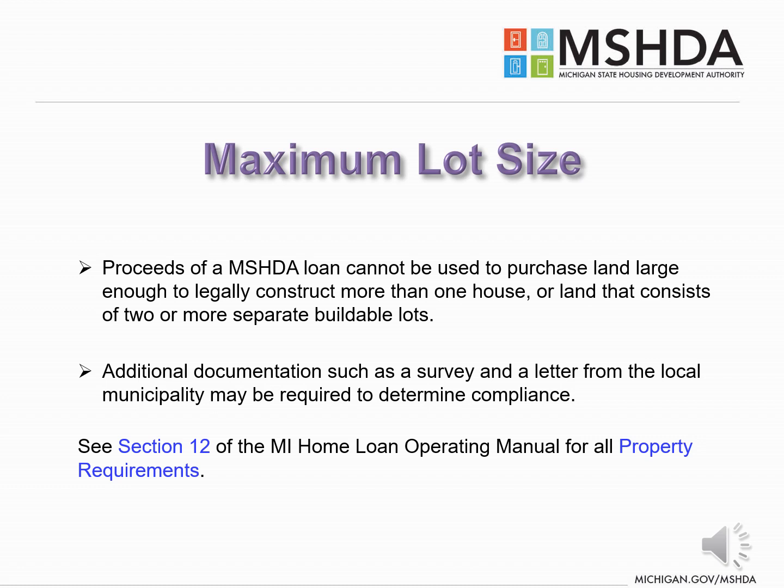But if the house sits on 1 and the garage sits on 1 and there is 1 full empty lot, we will need verification this lot cannot be split off from this property and another house built. Additional documentation, such as a survey and a letter from a local municipality, may be required to determine compliance. See Section 12 of the My Home Loan Operating Manual for all property requirements.